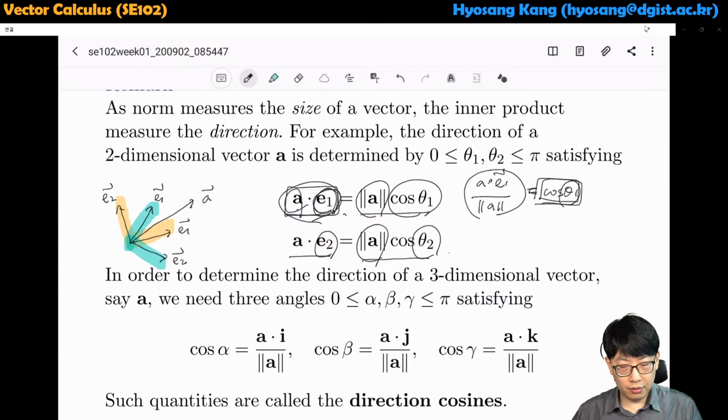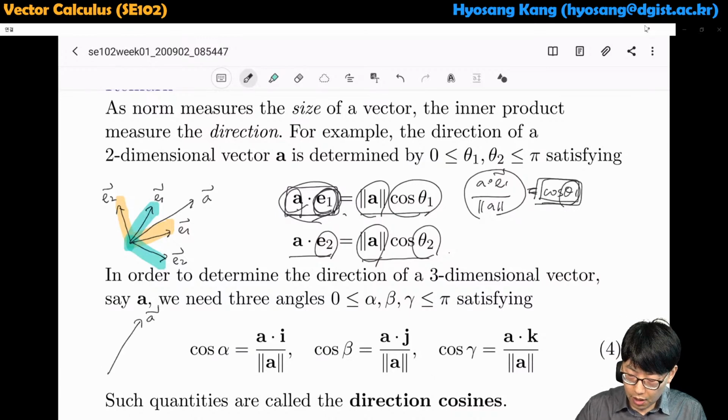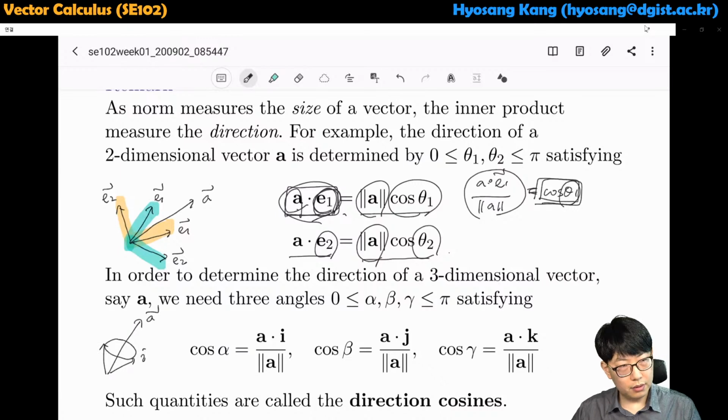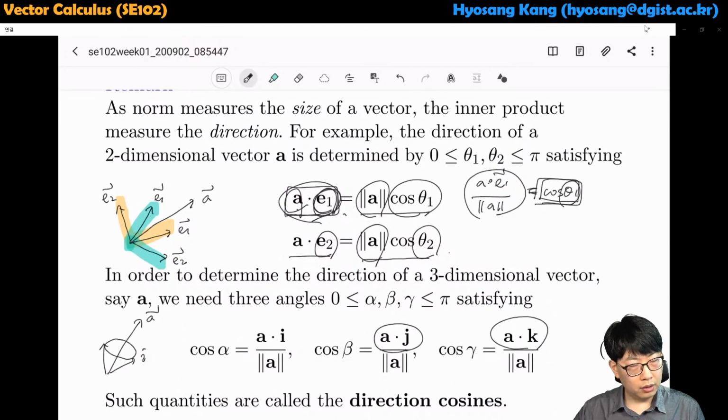Same for three-dimensional vectors. If you take the three-dimensional vector A and take the inner product with I, it could be everywhere. There's an infinite number of directions. To find out where it is, you need to take the inner product with J, and also you need to take the inner product with K. You need three inner products.